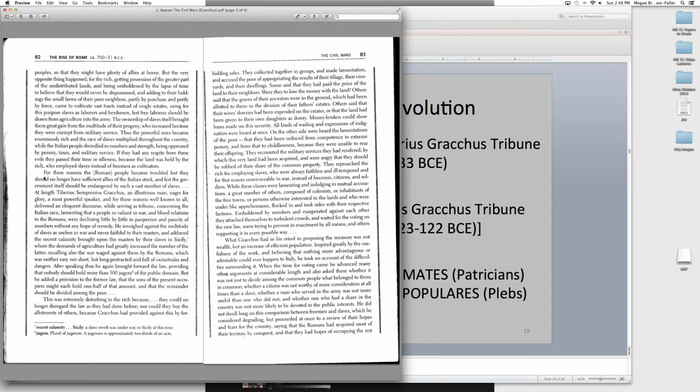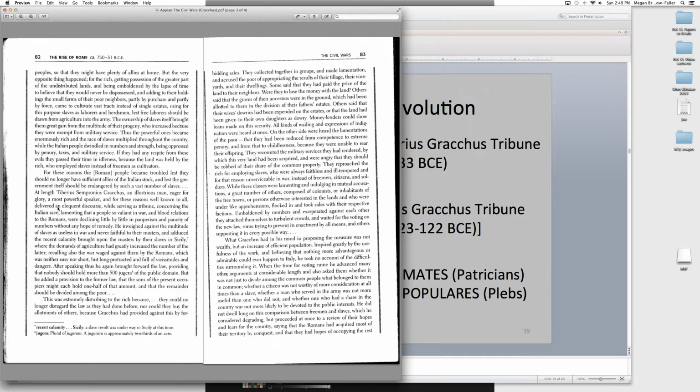Okay, for these reasons, the Roman people became troubled, lest they should no longer have sufficient allies of the Italian stock, lest the government itself should be endangered by a vast number of slaves. Okay, so they're referring to the lack of men available for the draft, for the army. At length, Tiberius Sempronius Gracchus, an illustrious man, eager for glory, a most powerful speaker, and for these reasons well known to all, delivered an eloquent discourse while serving as tribune concerning the Italian race, lamenting that a people so valiant in war and blood relations to the Romans were declining little by little in pauperism and paucity of numbers without any hope of remedy.